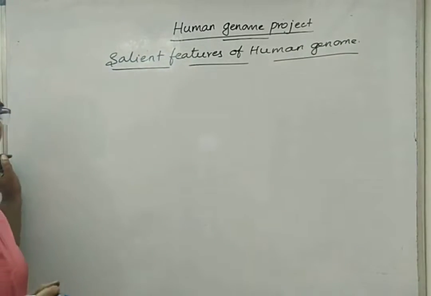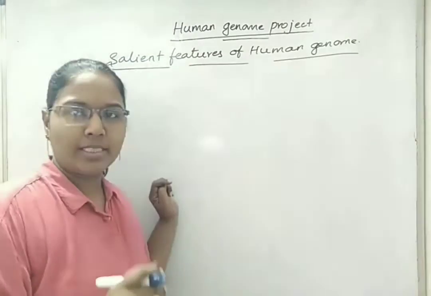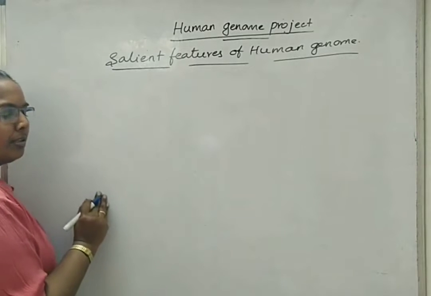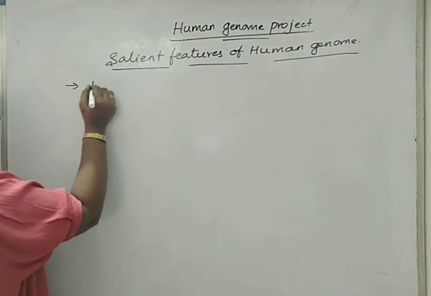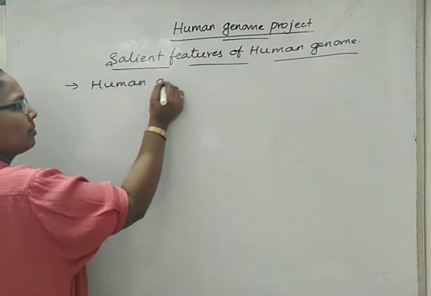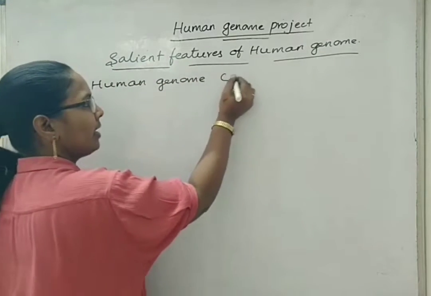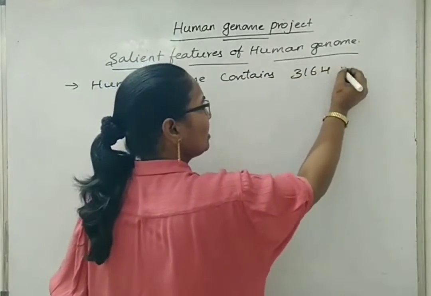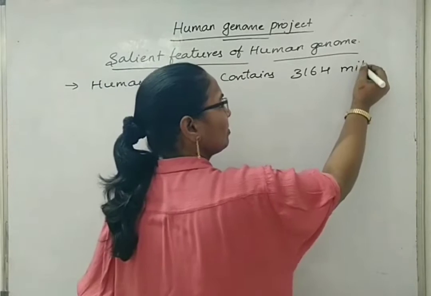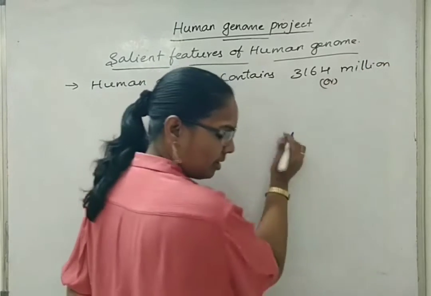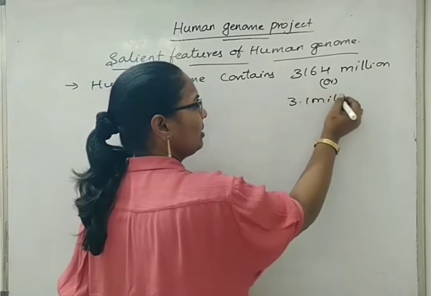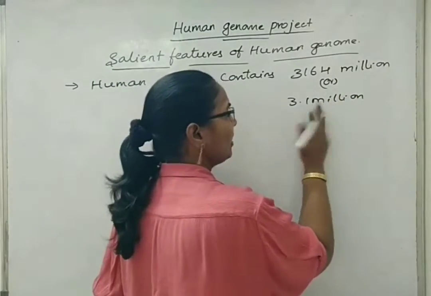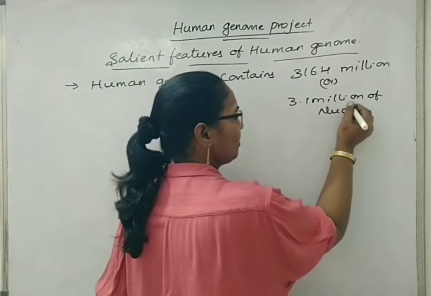Human genome, how many base pairs does it contain? We said that it will be 3 billion in number. So coming to the number of nucleotides in millions, the human genome contains approximately 3.1 million number of nucleotides.